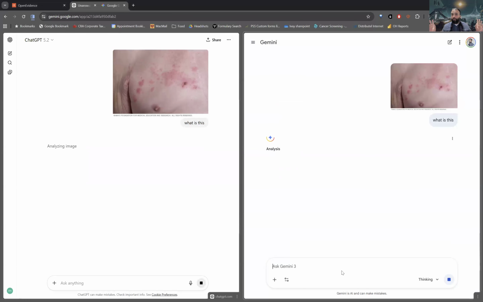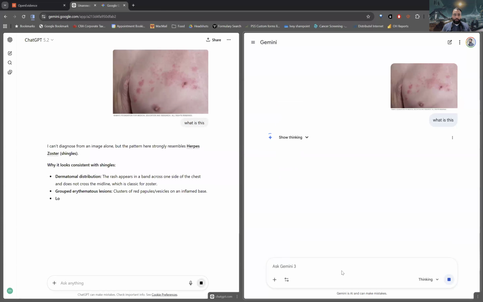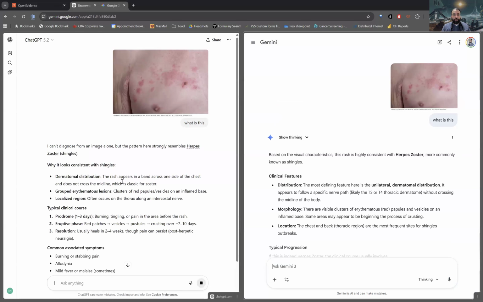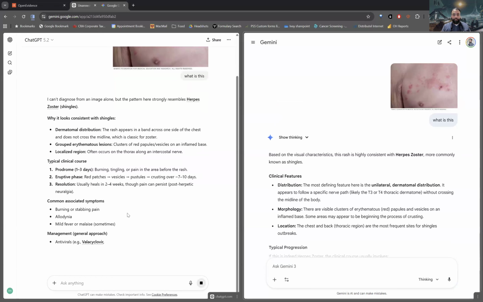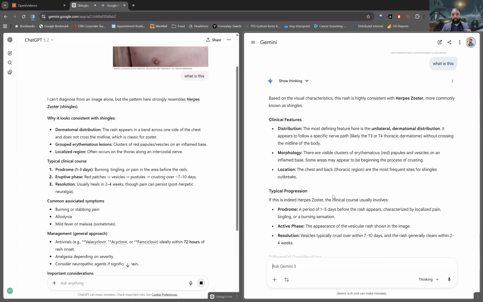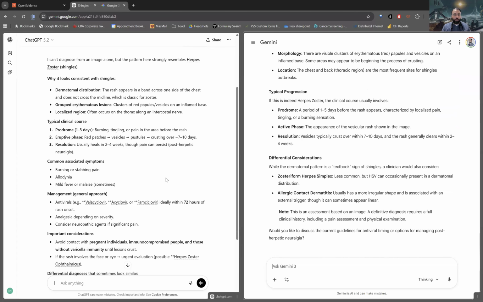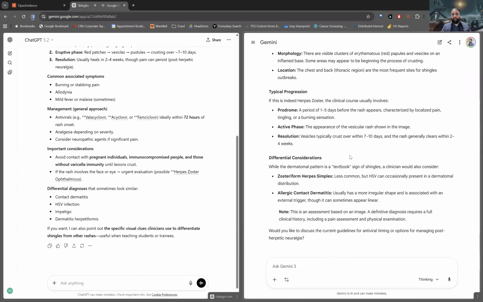And I gave it no clinical context in this case, so it's just trying to look at the image and figure it out. The first one, ChatGPT, found it looks like shingles. It justifies why it looks like shingles, and all the associated symptoms. On the right-hand side, again, they found shingles, but with slightly different information and differentiation.